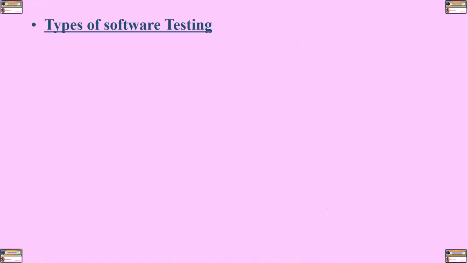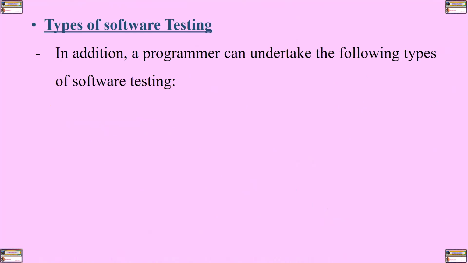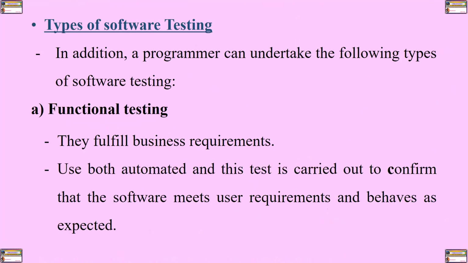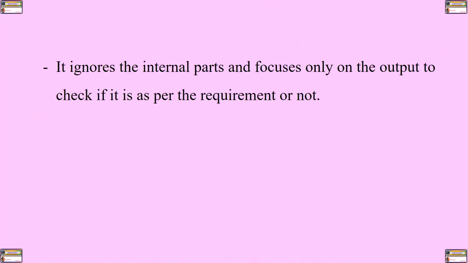So what are the types of software testing? In addition, a programmer can undertake the following types of software testing. Number 1 is functional testing. Functional testing fulfills business requirements. It uses both automated and manual testing, and this test is carried out to confirm that the software meets user requirements and behaves as expected.